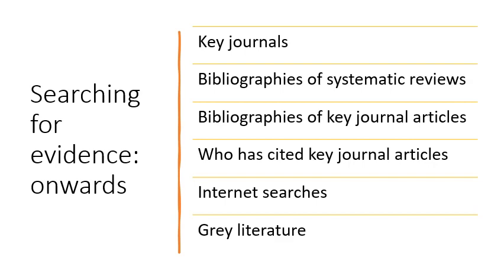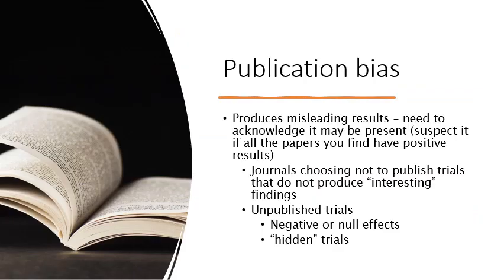In the relevant subjects. And then there are the bibliographies of systematic reviews and bibliographies of key journal articles. Besides, you can see who has cited them in Google Scholar and use those citations as relevant material where you can search. And besides, there is Google and the Gray literature. We'll be talking about the Gray literature, but first you need to know about publication bias.